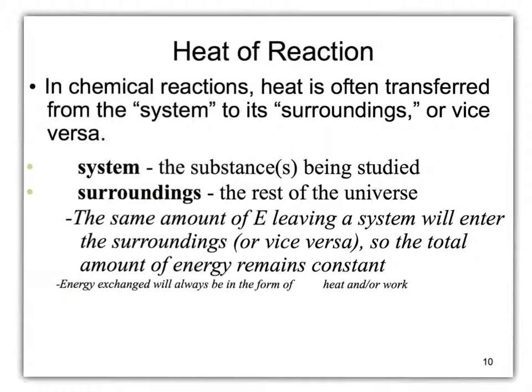When talking about chemical reactions, heat is transferred from the system to the surroundings or from the surroundings to the system. Example: if I touch an ice cube, heat is transferred from my hand into the ice cube. The ice cube would be the system, and my hand and the atmosphere would be the surroundings. The system is what is being studied. In this case, it would be the ice cube.